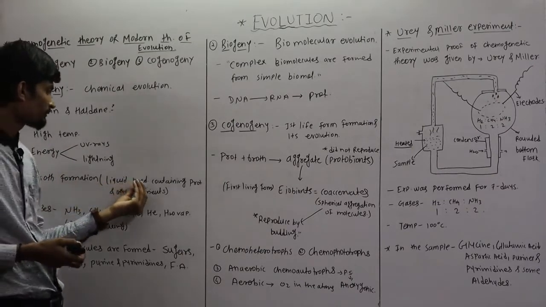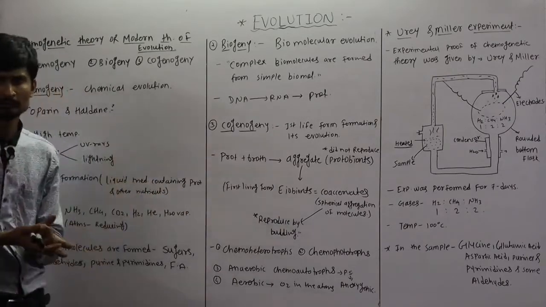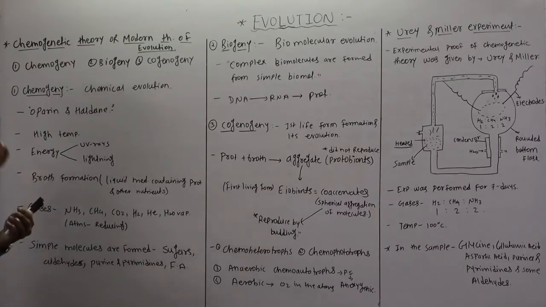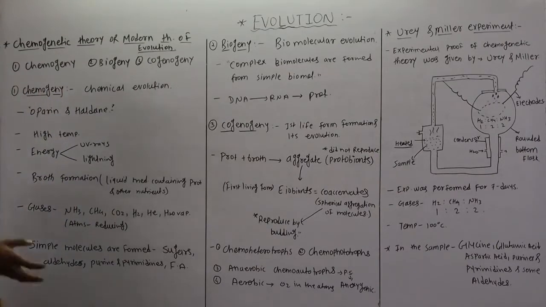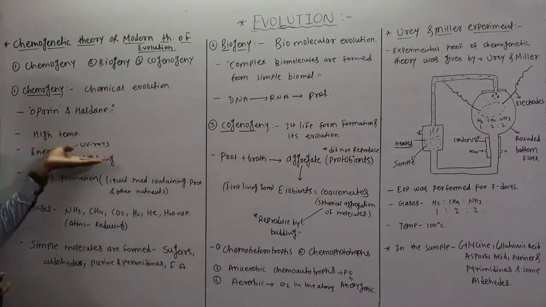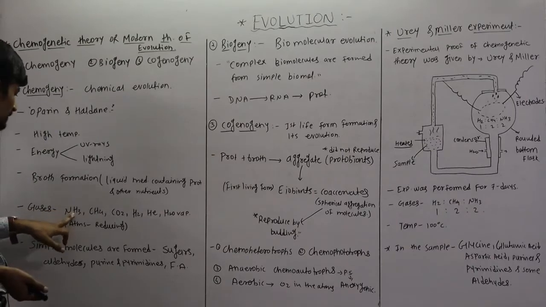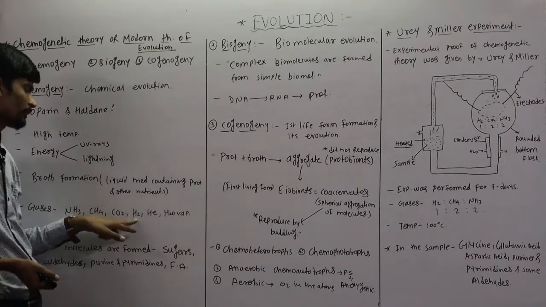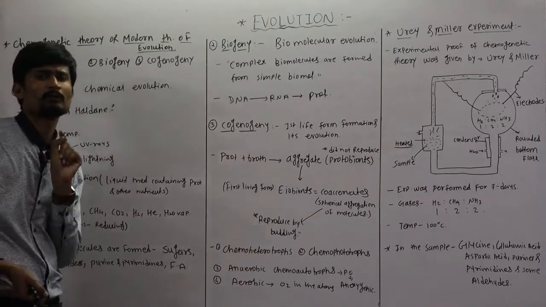Broth means it is a liquid medium containing the protein and other nutrient molecules. So this total mix-up solution is called a broth formation. That broth formation takes place due to energy, that is UV rays and lightning. Then the gases present in the initial environment or atmosphere are ammonia, methane, carbon dioxide, hydrogen, helium and water, but water is present in the form of vapors.